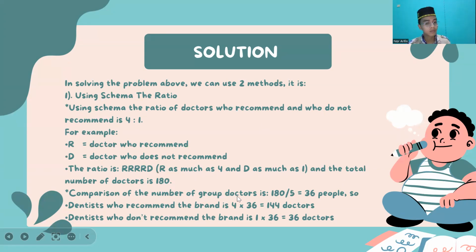Conversion of the number of the group of dentists is 180 divided by 5 equals 36 people. So dentists who recommended the brand is 4 times 36, which is 144 dentists. Dentists who don't recommend the brand is 1 times 36, which is 36 dentists.